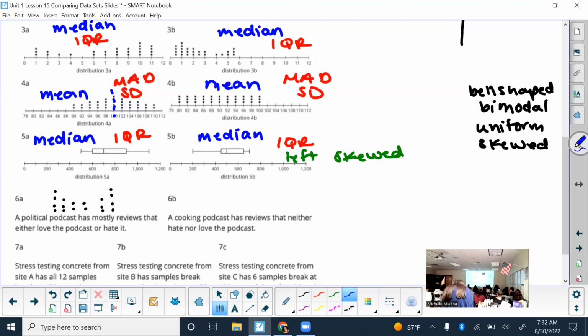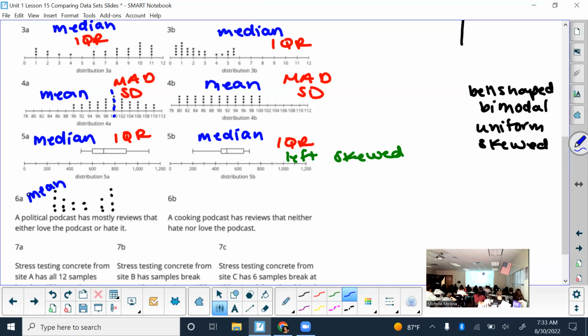Hold on, I'm double checking the answer. It says for the other determinations that it's open to interpretation. So if it looks like this, what do you think? Since you don't know for sure what it looks like, that's why they said it's open to interpretation. But if it's bimodal, it's usually pretty symmetrical. So we'll go with mean if it looks like that.